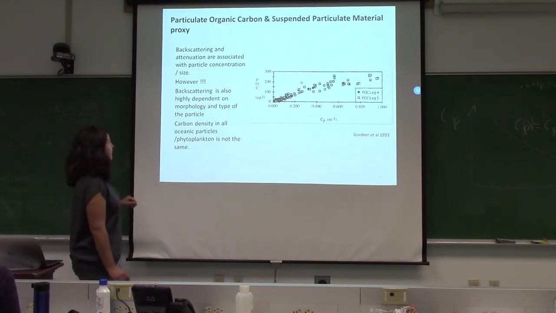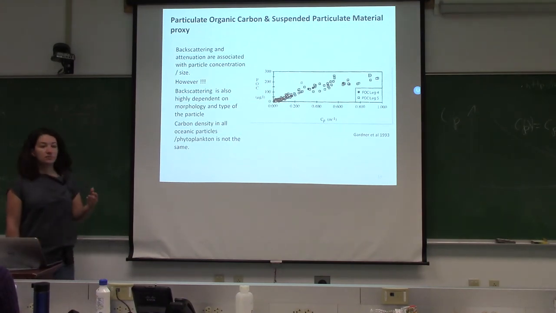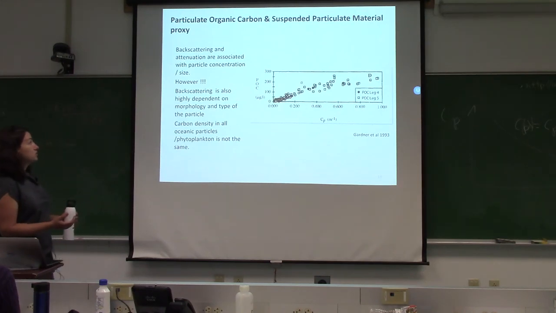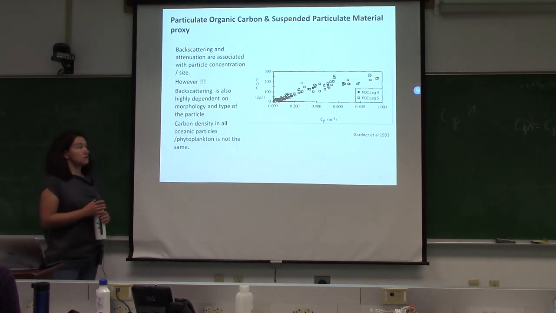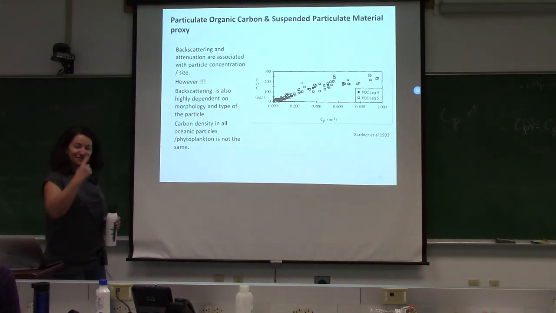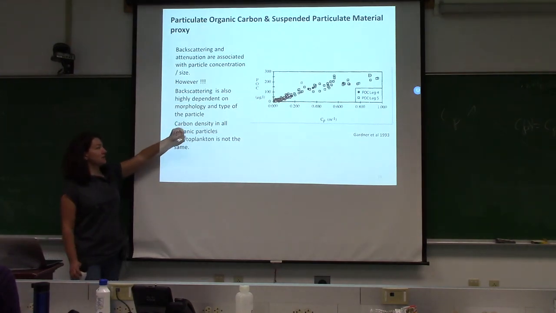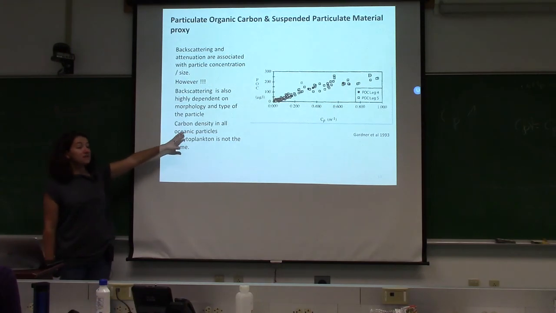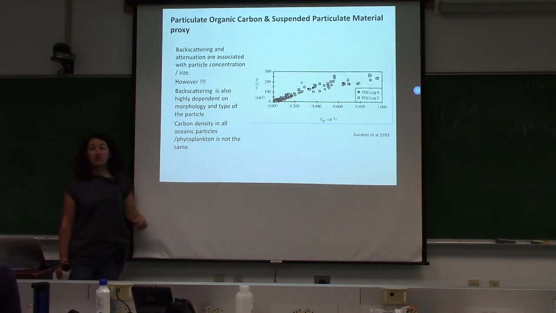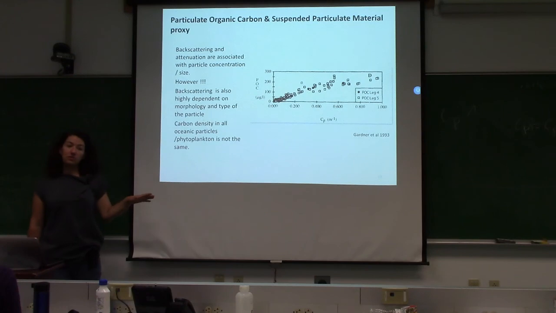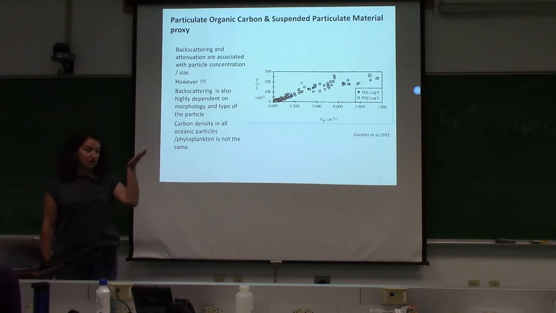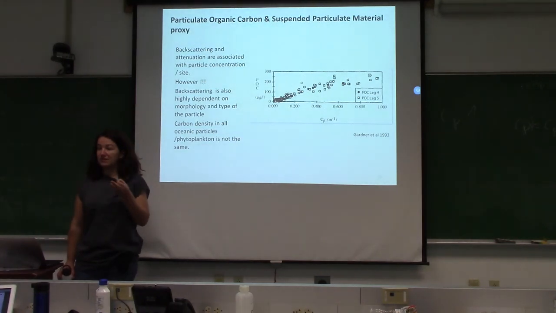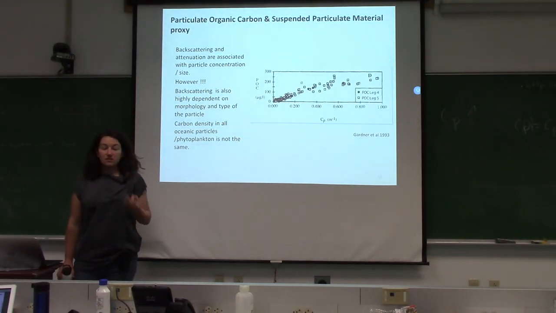So the idea here is that we know that attenuation, scattering, and backscattering are all associated with particle concentration and size. However, backscattering is also highly dependent on the morphology and type of the particle. Carbon density in all the particles that we encounter in the ocean is not the same. So if you say, well, then I'm not going to go with backscattering because I know that attenuation is much more connected to the cross-sectional area, I'll go to attenuation, but the carbon density in all the cells is not the same.